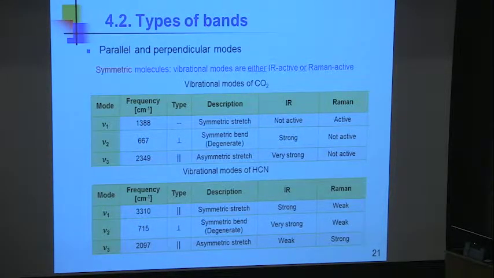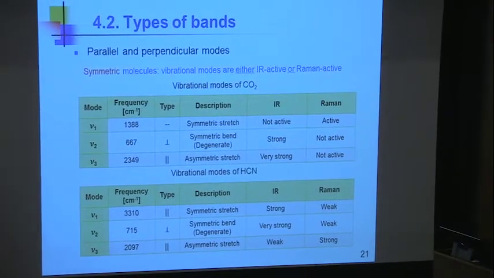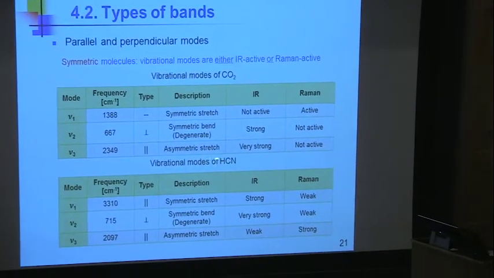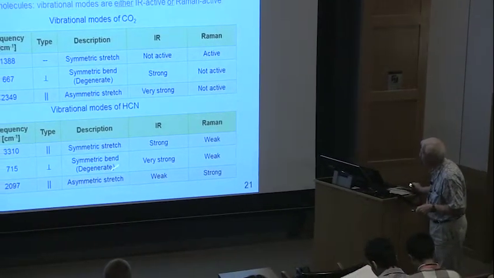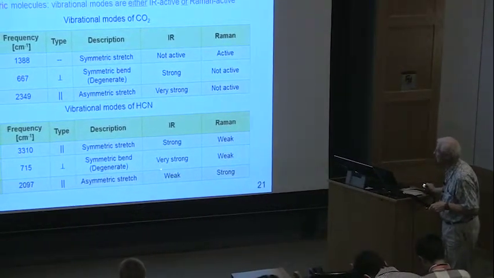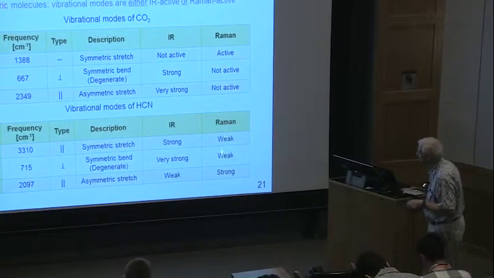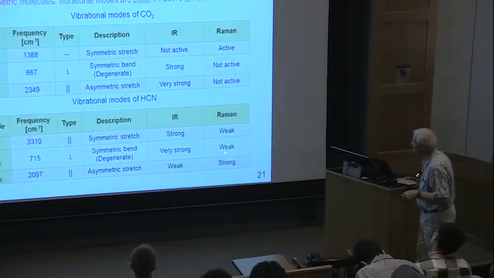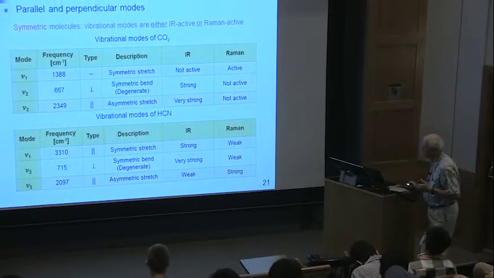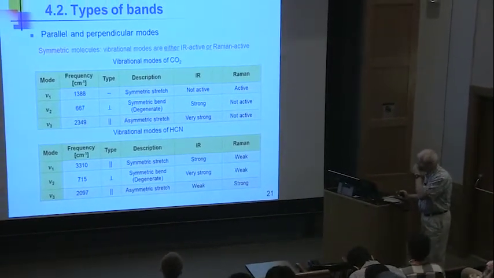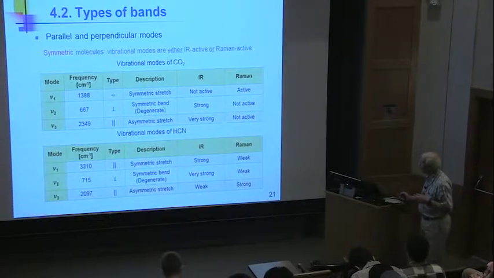The spectrum is weak. But there's a rule that says for a symmetric molecule, if it's not IR active, it is Raman active. And if it's IR active, it's not Raman active for a symmetric molecule, like CO2. If I go to HCN, which is an asymmetric molecule, I can go through the same strategy: strong, very strong, weak. But now the Raman are still there. Strong and weak, very strong and weak, weak and strong. So when it's asymmetric, you can have both IR and Raman. When it's a symmetric molecule, you have one or the other.